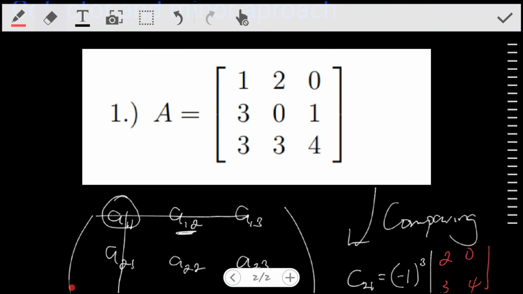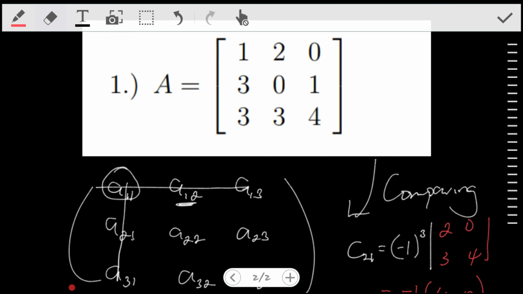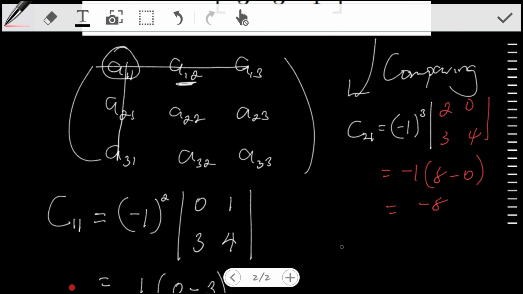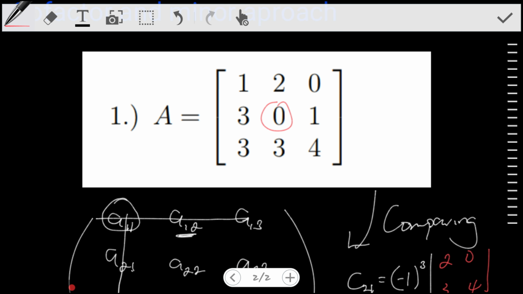Now with the 0, let's say it is the A. Let me first back this. If you look at 0 here, it is in A22, right? So that means that C22 equals negative 1 to power 4, because 2 plus 2 gives 4. Now let's form the minor matrix.